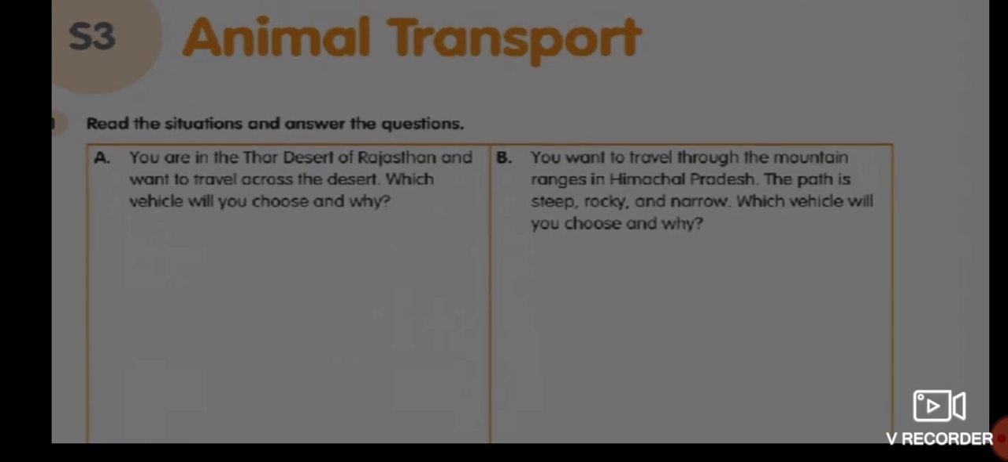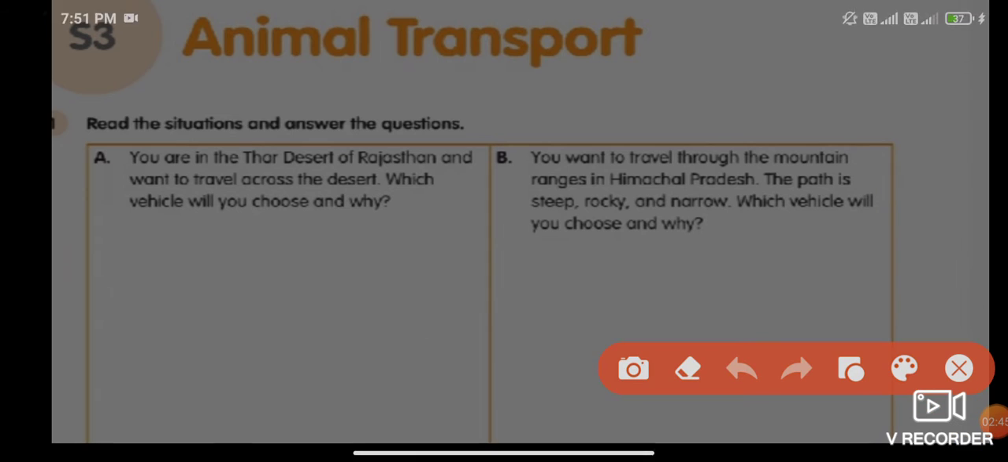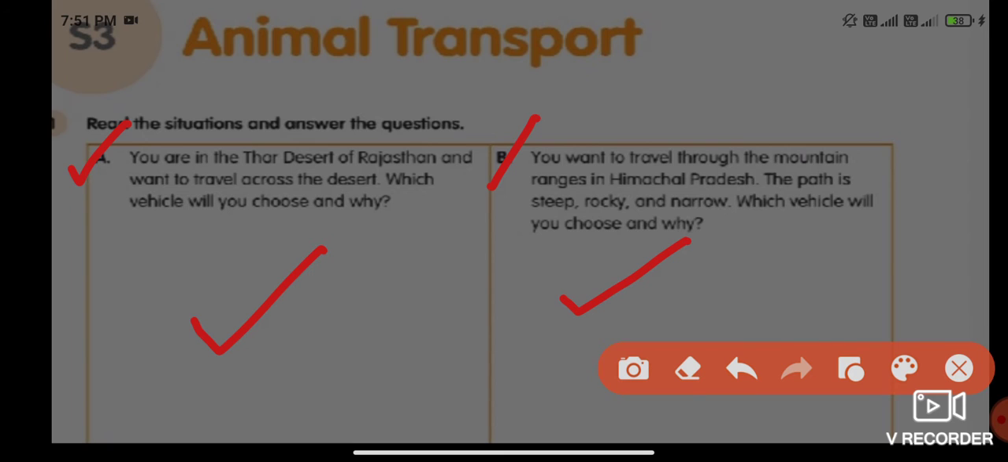A, you are in the Thar desert of Rajasthan and want to travel across the desert. Which vehicle will you choose and why? You have to write the answer here. B, you want to travel through the mountain ranges in Himachal Pradesh. The path is steep, rocky, and narrow. Which vehicle will you use and why? Write the answer here.